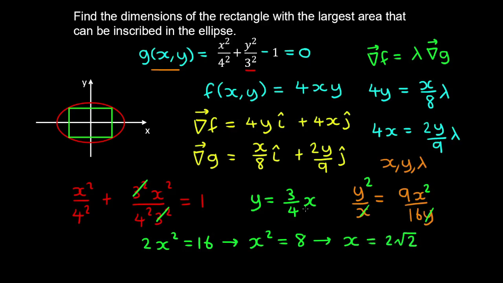And now if we substitute for x in this equation, we get y is 3 on 2 by root 2, or 3 on root 2. So therefore the largest horizontal dimension of the rectangle is twice that of x, so that will be 4 root 2. And the largest vertical dimension is 2 by 3 on root 2, or 3 root 2.